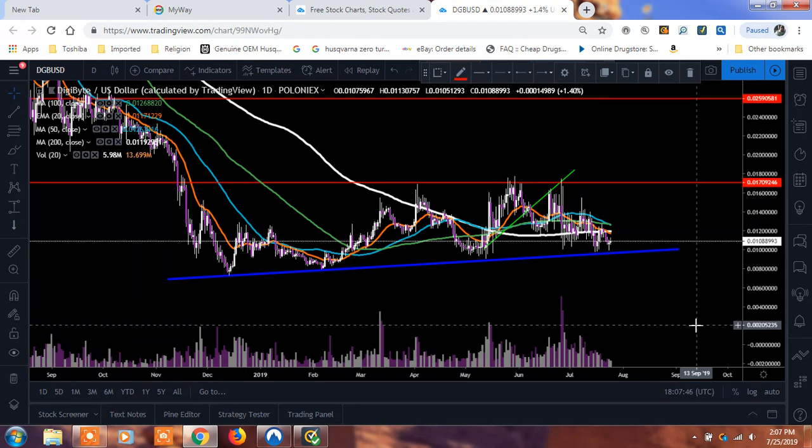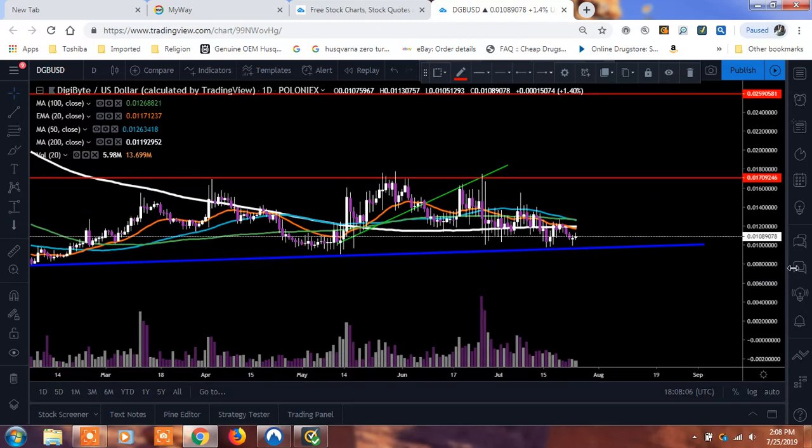For Digibyte, now we're below all four moving averages again. We're below that all-important 200-day moving average. So guys, we really need to get back up above that. It's very crucial and important to get back up above that 200-day moving average. That's what long-term investors are looking at, to see that you're up above that and you're making higher highs and higher lows off of that.